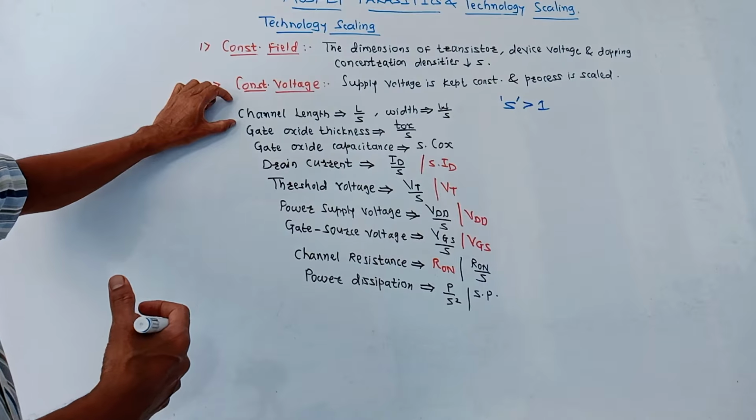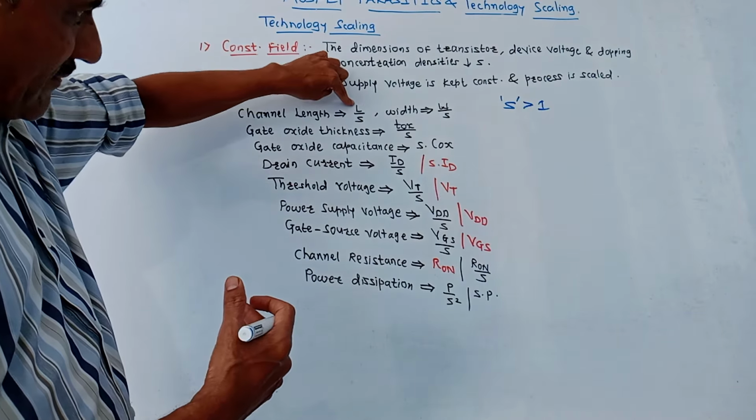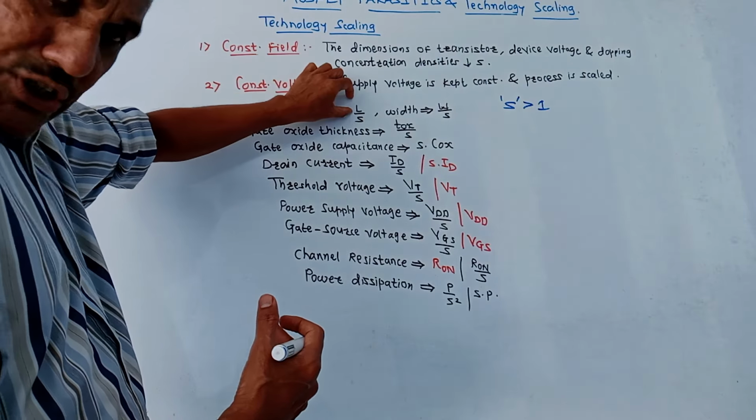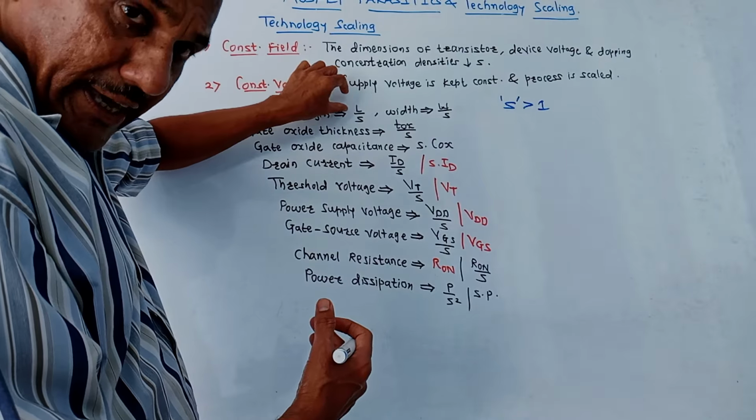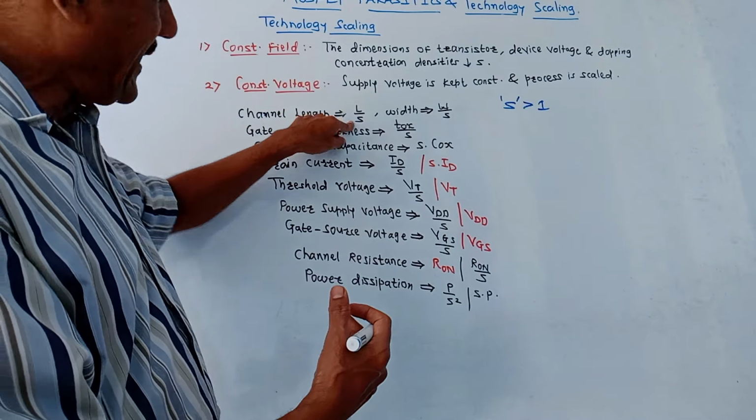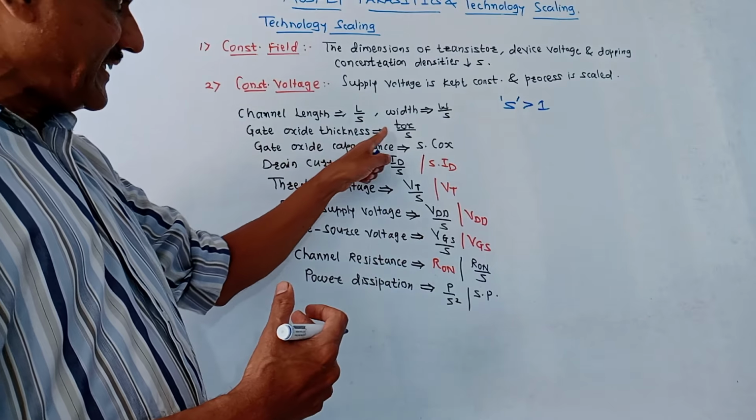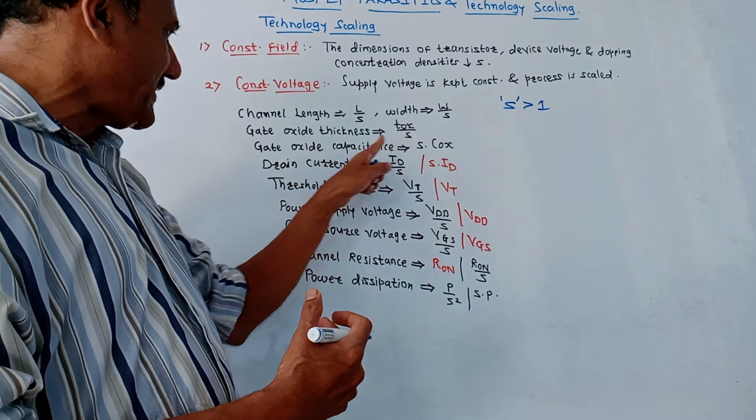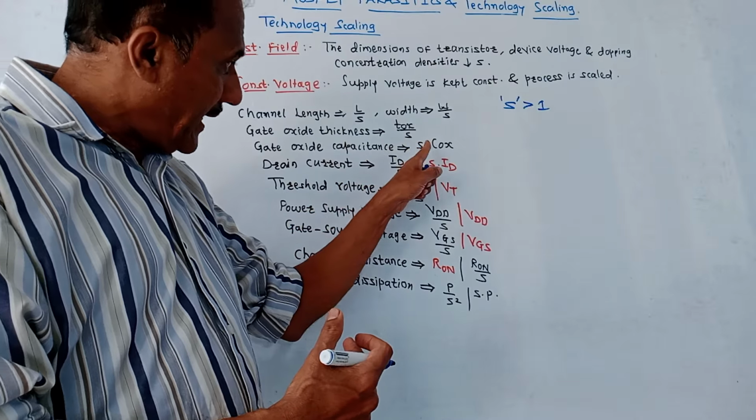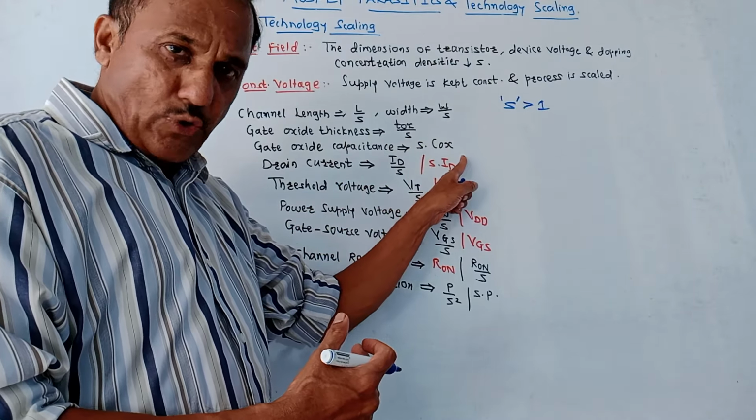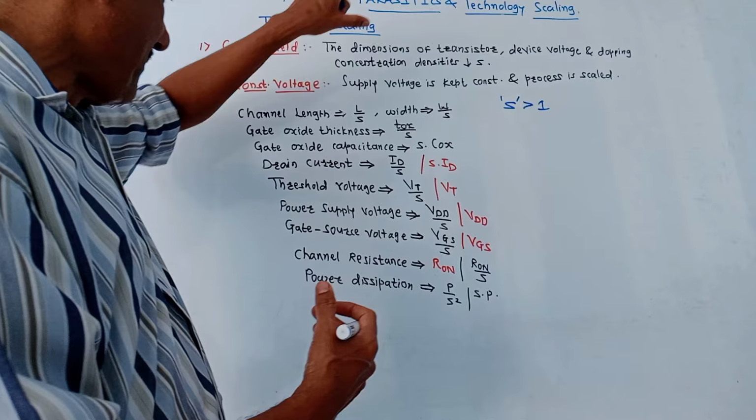For example, in case of channel length, the value becomes L by S. That means the original channel length L is reduced by factor S. Width is also reduced by factor S. Then gate oxide thickness becomes tox upon S. Gate oxide capacitance is S times COX. S is the scaling factor.